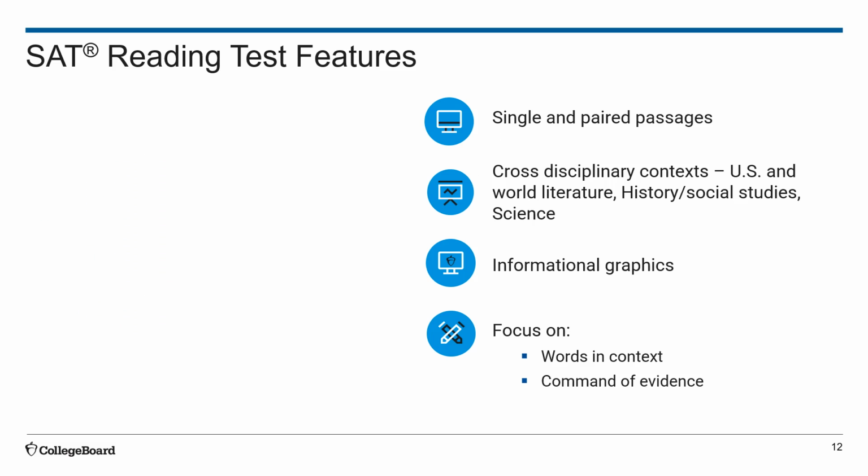The reading test on the SAT and the rest of the suite has single and paired passages. There is emphasis on cross-disciplinary contexts and the inclusion of informational graphics as well. The range of text complexity on the SAT varies from 9th grade level reading to college level reading. The test focuses on words in context and command of evidence, and items from the test will contribute to both of these subscores.